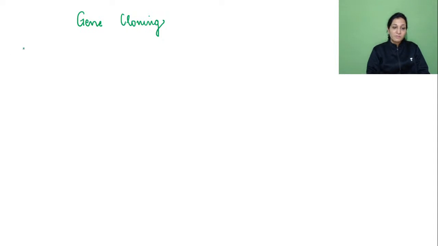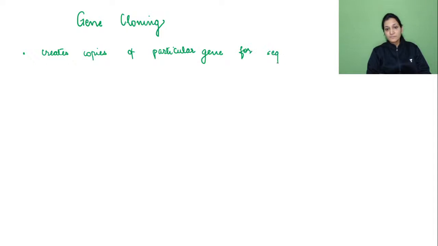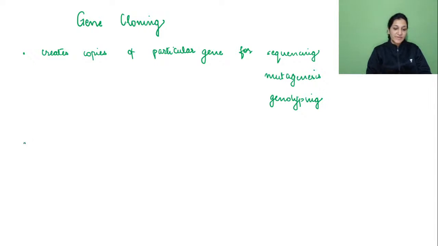First of all, we'll talk about the introduction which we have discussed just now. It's a common practice in molecular biology labs and it is used by researchers to create copies of a particular gene for sequencing, then mutagenesis, then genotyping, and heterologous expression of protein, etc. So these are some of the reasons why gene cloning is performed.